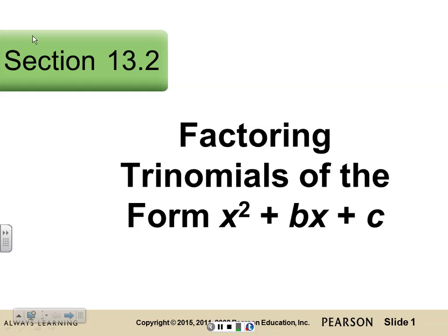So, up to this point, we have talked about two different factoring techniques. We've talked about the greatest common factor, which is something that we always look for, and we talked about factor by grouping, which is going to be a 4-term polynomial. So the next thing we're going to talk about is factoring trinomials of the form x squared plus bx plus c, which means your leading coefficient is 1. So when you come across a trinomial, look at that leading coefficient.